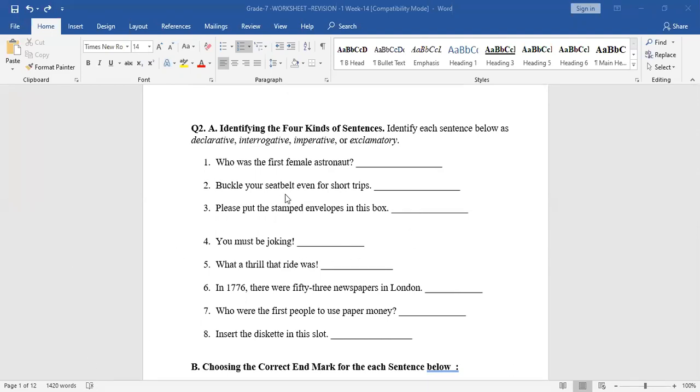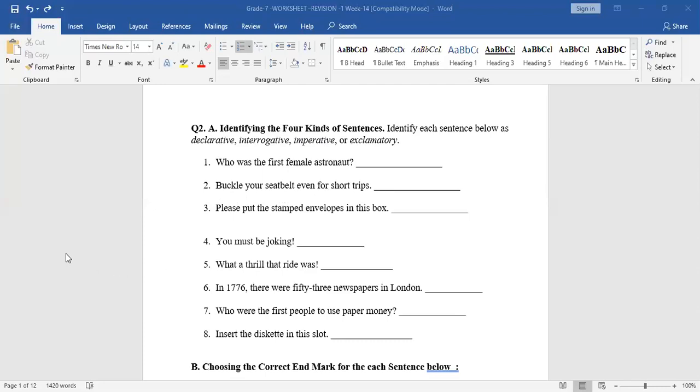Buckle your seat belt even for short trips. Declarative? Imperative? No, imperative. Sorry, declarative is for stating something. Yes, it's imperative, that's nice. Good, because you are giving a kind of instruction, an order or advice. Buckle your seat belt even for short trips.